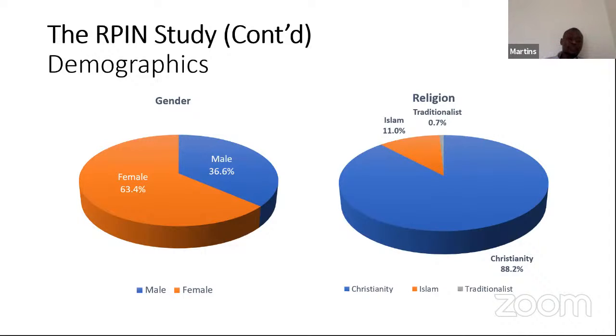So demographics, I won't waste time here. About 63% were females and the rest were males, because we know the field of pediatrics is populated by females, but the males are coming up anyway. And in terms of religion, 88% were Christians and 11% were Muslims. You may want to ask why this gap, but I will explain this in the next slide. Thank you.